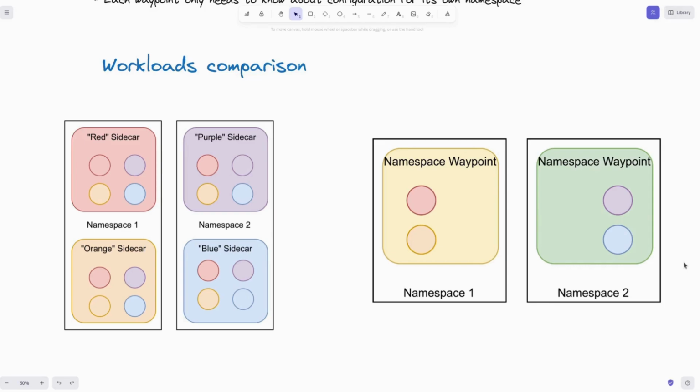You can see that each of the sidecars needs to have an understanding of all the other deployments that are present, making it very tough to manage. Here we have around 16 combinations present.